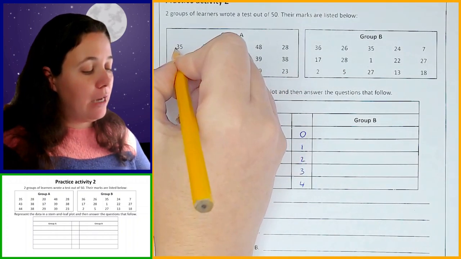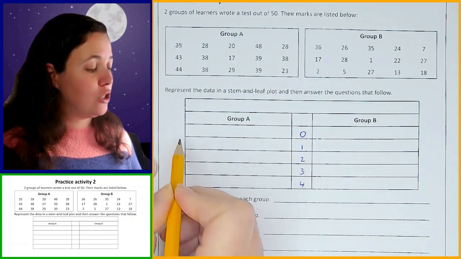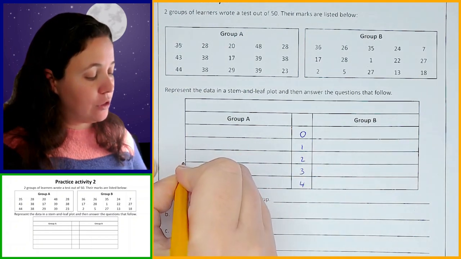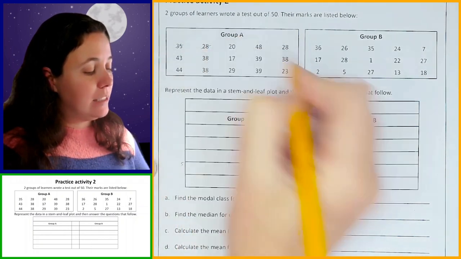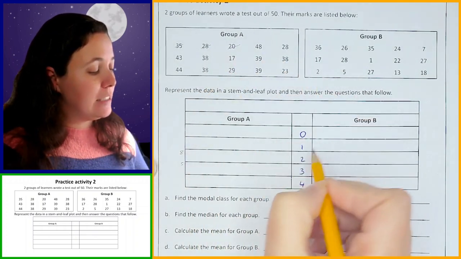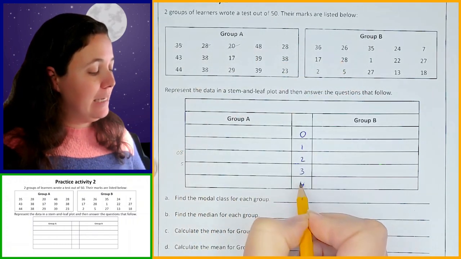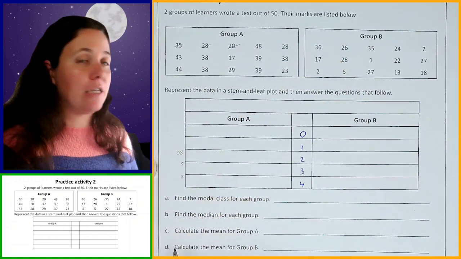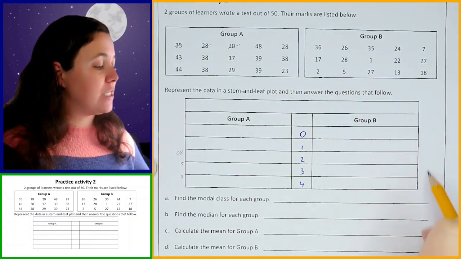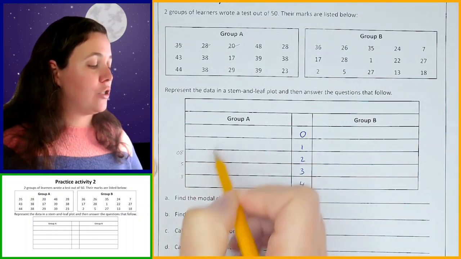So 35, but now over here, this is group A. So I'm going to be doing group A's things over here. So I'll just do the rough version over there. So 35 is going to go over there. Then 28 is going to go over here. 20, the 0 is going to go over there. 48, the 8 is going to go over there, and so on. Then when I do group B, I'll be doing it on this side of here. And their data is going to go on this side. Group A's data is going to go on that side.